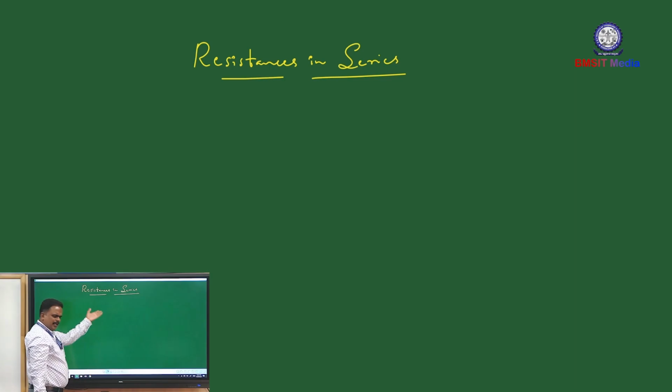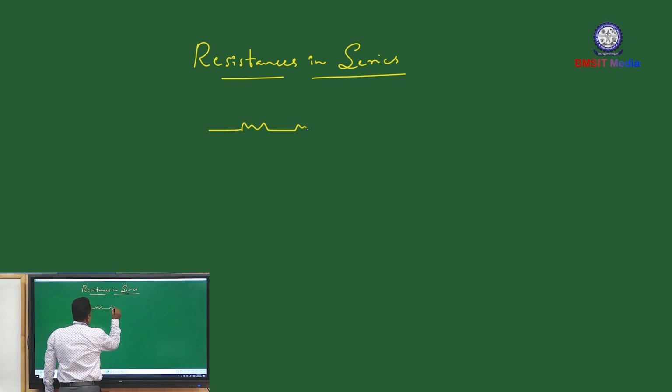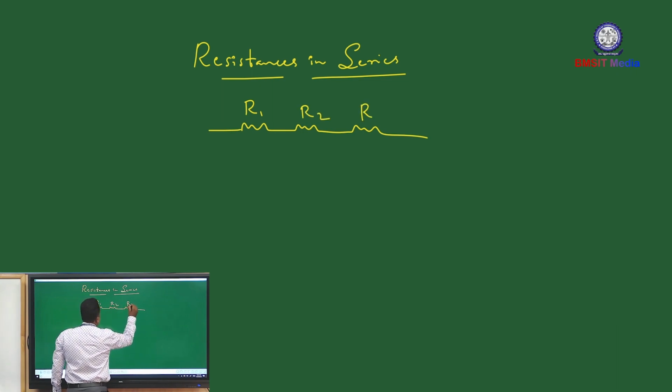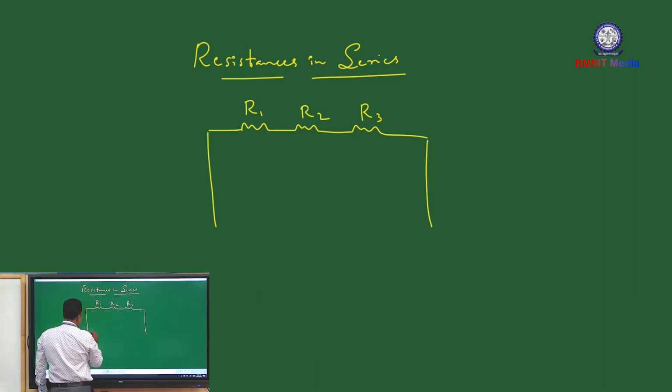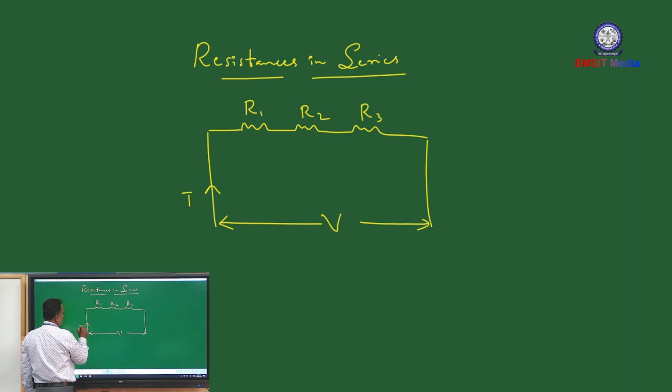So next is resistances in series. This is called series connection of resistors. I can take 2 or 3 resistances. Let us say we will take 3 resistors connected in series. Let us call them R1, R2, R3. V is the total voltage applied, and because of this total voltage applied, a current I will flow.